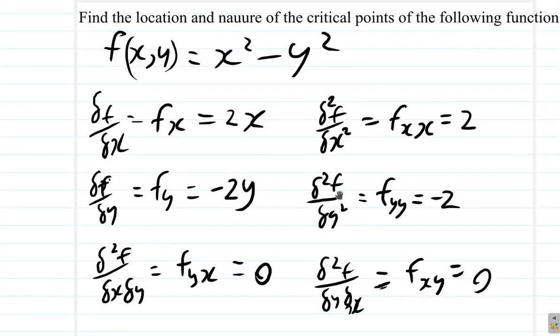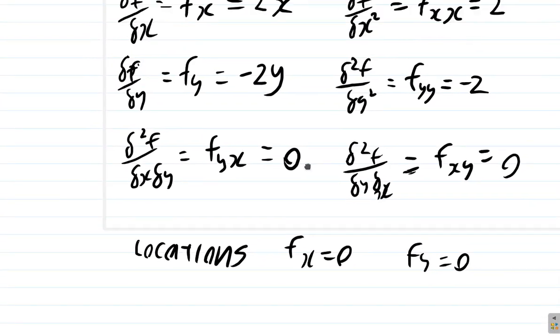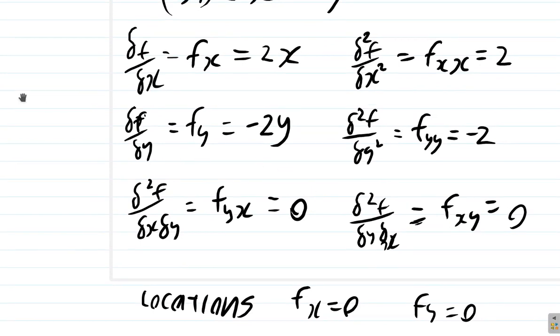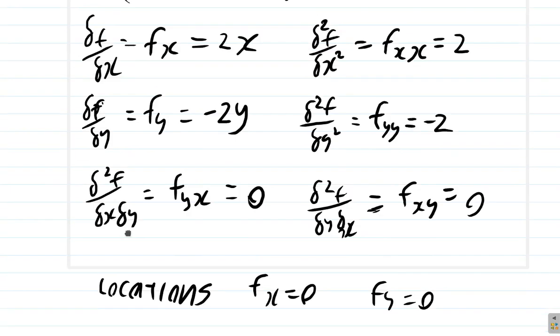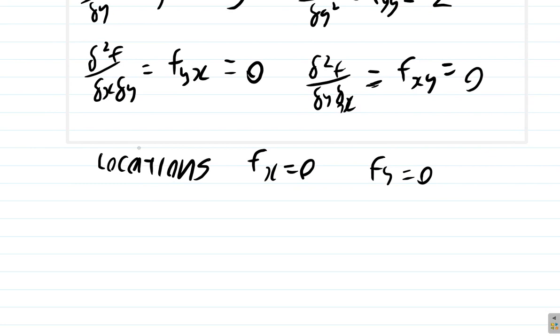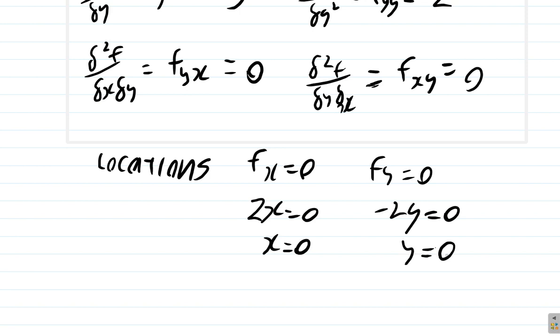That means 2x equals 0 and negative 2y equals 0. Remember, del f del x and del f del y would be fx and fy, which were 2x and negative 2y. So let's set 2x equals 0 and negative 2y equals 0. When 2x equals 0, x would be 0. When negative 2y equals 0, then y would be 0.